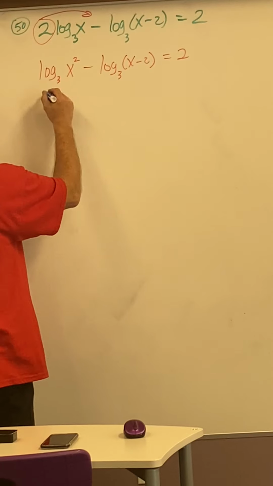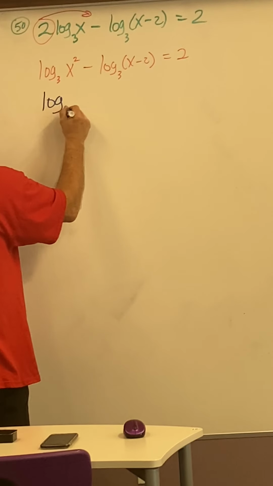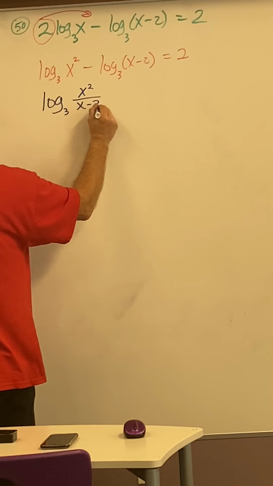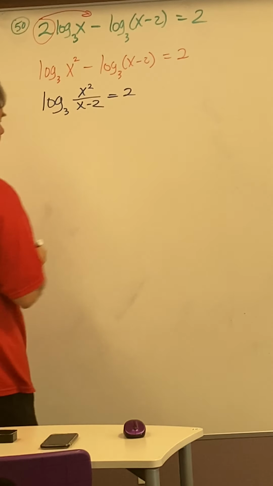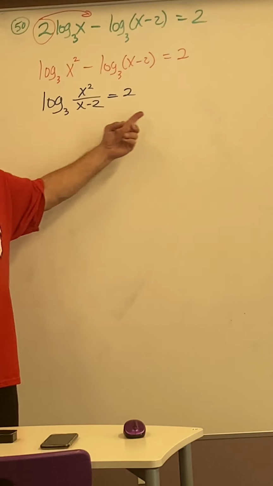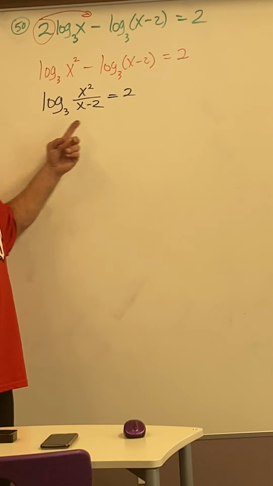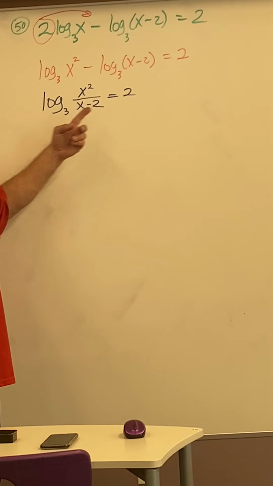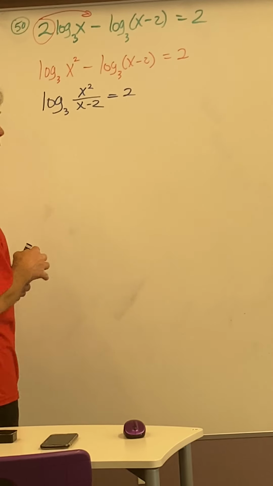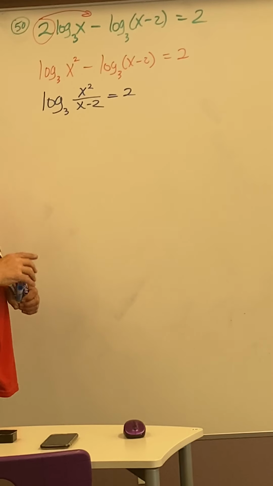Okay, squeeze those guys together. Now it's subtraction, so I'm going to make it into division. x squared divided by x minus 2 equals 2. Now, I squeezed everything together. I'm looking here. This is one of those logarithmic equations that has log only on one side. So what do I do? Convert or eat dirt.